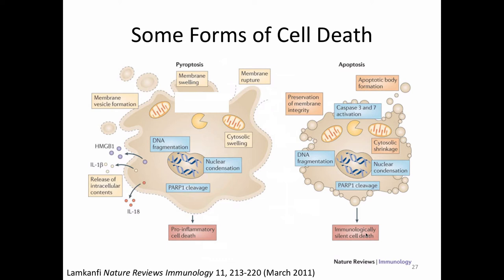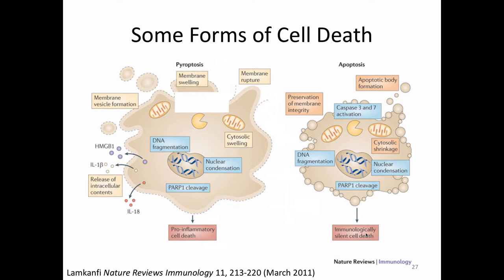And so with pyroptosis, you see membrane swelling, you see membrane rupture, you see release of all intracellular contents. It's explosion. It's actually programmed necrosis. It's the cell purposefully releasing its contents to potentially warn other cells and start an innate immune response in those other cells. And sometimes when people think about damps, this might be a place where damps could come from. A cell dies, it releases stuff to its neighbors.